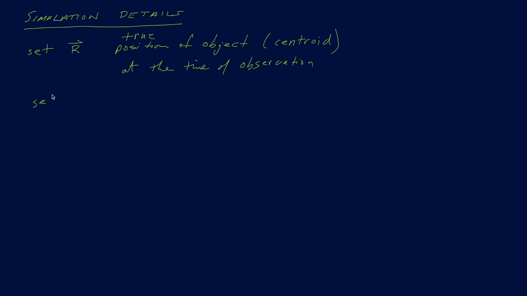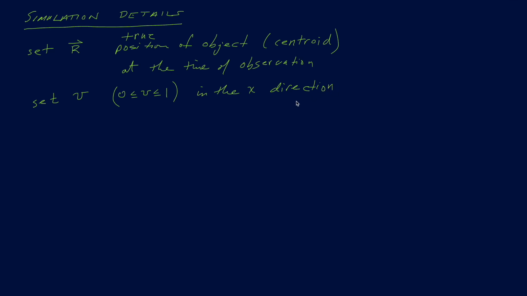Point number two, we have to specify a velocity, v. And remember that velocity, just to be clear, is a number between 0 and 1 because we're in natural units. And we're going to assume that this is totally in the x direction.